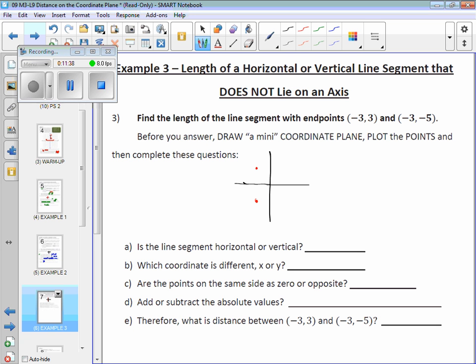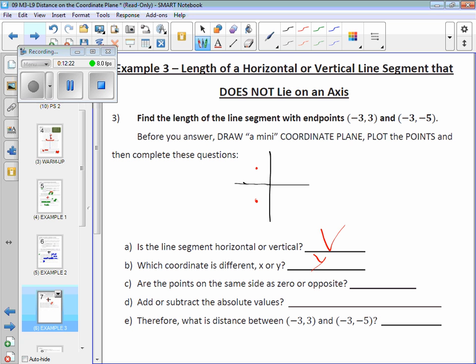Now, if you connect it, vertical or horizontal line? Put V for vertical. You can abbreviate, guys, if you want. Which is different, X or Y? You already did. You have 2 points. You have -3, 3, and then the -3, -5 is the one in quadrant 3. Which coordinate's different? I don't know if you guys will realize this, but any vertical line, automatically the coordinate that's different is the Y. If you have horizontal, the coordinate that will always be different is the X.